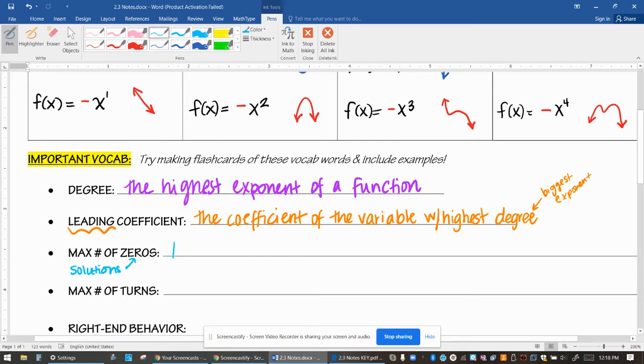Okay, so the most amount of zeros, solutions, x-intercepts, remember those are all related.